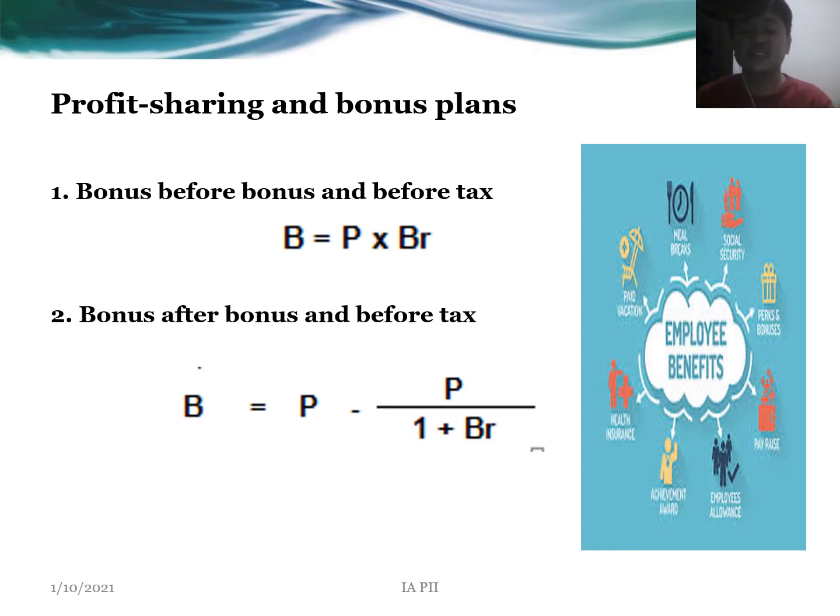So, that is how simple the formula is when the bonus is computed before bonus and before profit. The income is still intact, and you do not consider the tax because it is before tax, meaning before the tax is deducted. The formula is just profit times bonus rate. For example, the profit is 100,000 and the bonus rate is 10%. So, 100,000 times 10% is the amount of the bonus.